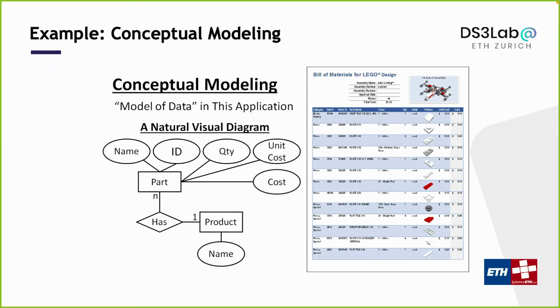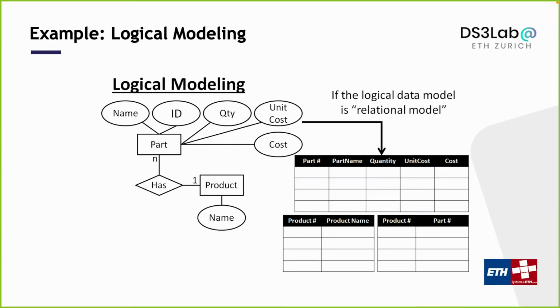Once you have this, the machine can understand what you want to build, and other humans can understand what you want to build. There are many ways of doing this. One way is by drawing an entity relationship diagram that looks like this. The second step, the logical modeling, is to take this diagram that contains a conceptual model of your data and map it into a relational schema, into whatever data model that you want to map to. In this course, we talk about the relational model.